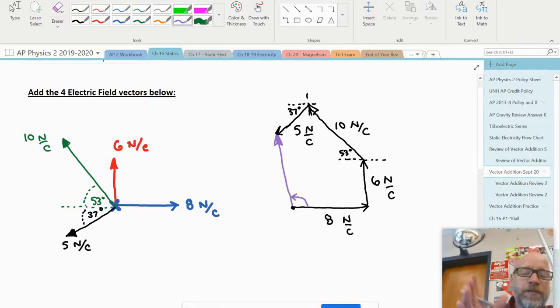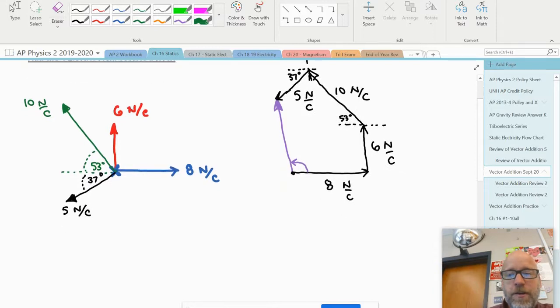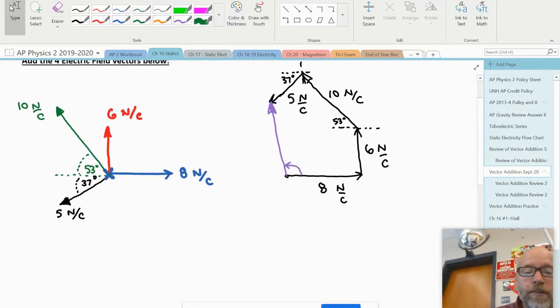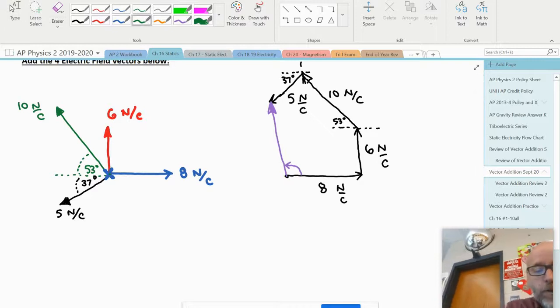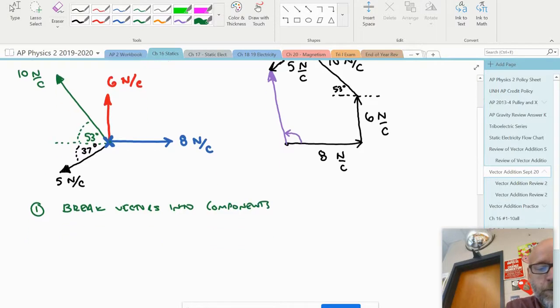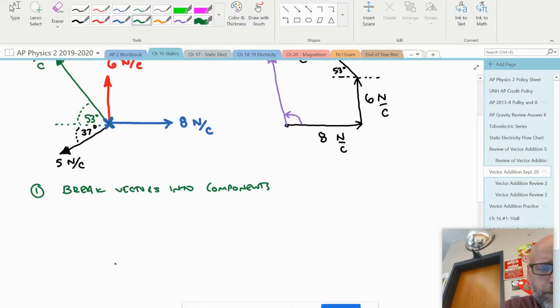Because these vectors are at an angle, I need to break them up into components. So my first step, number 1, is to break the vectors up into components. Nice, some of you are already doing that. Good for you guys. So 10 with a reference angle of 53 degrees.